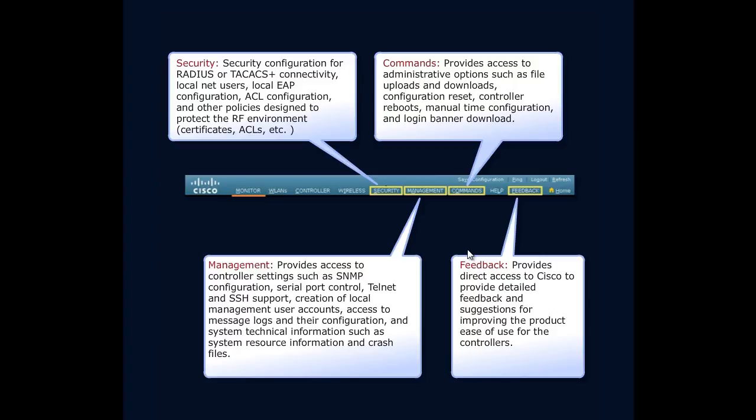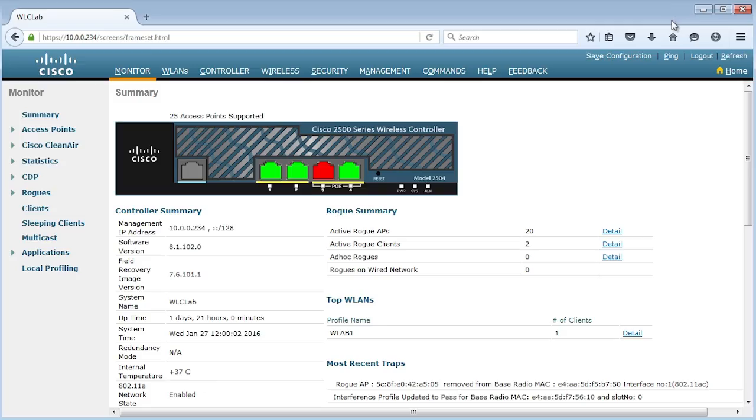Remember, Telnet, not the best way to go. Local management of user accounts, access to message logs, things like that is in our management area. And last but not least, feedback. This gives us direct access to Cisco and give them detailed feedback or suggestions for what's going on. So let's take a look at those options in the real world.